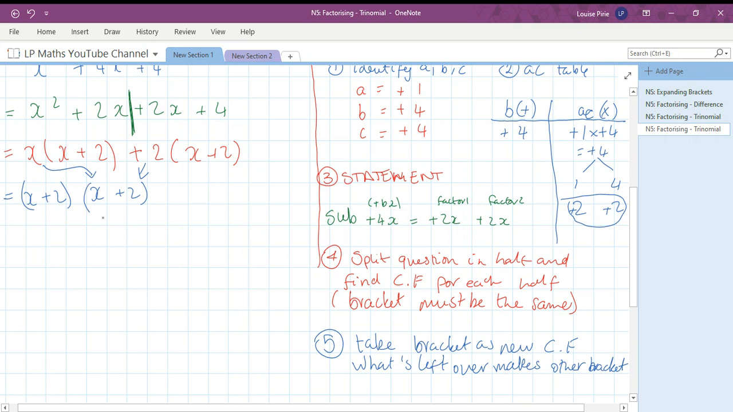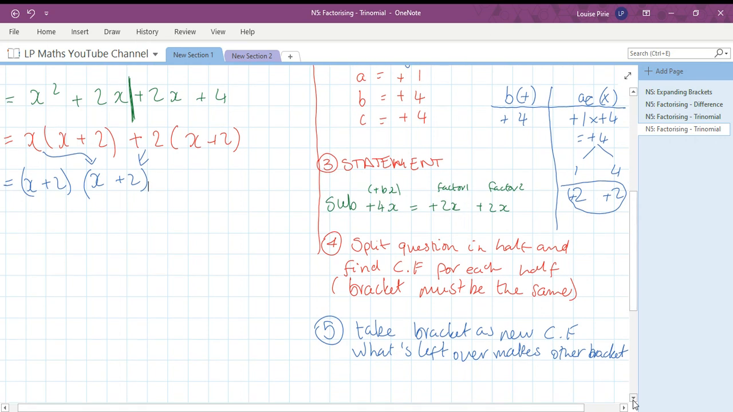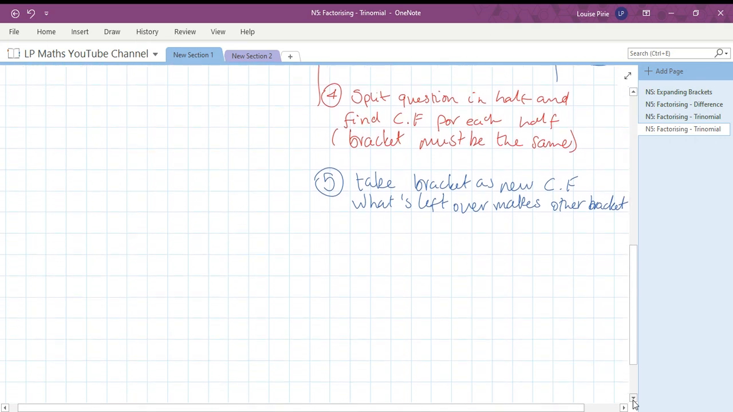And what I would do in an exam situation is I'd actually draw those arrows just to remind you of where it comes from. It's good practice. We're going to do a few more examples, so don't worry if you didn't get that first time. Hopefully we'll get it in the next few examples that we have.